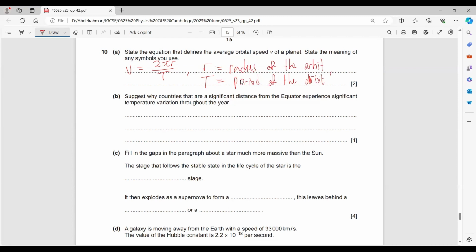Suggest why countries that are a significant distance from the equator, above or below, experience significant temperature variations throughout the year. Because the rays of the sun strike them at different angles. Yes, they do. They also strike them for different periods of time throughout the whole year. The sun strikes the countries at different angles and for different amounts of time.